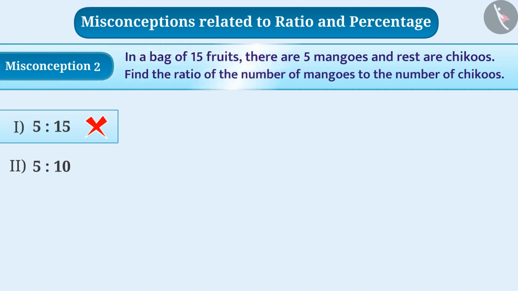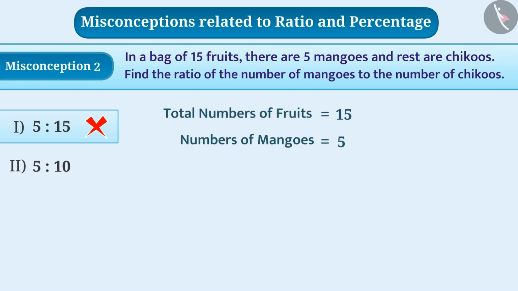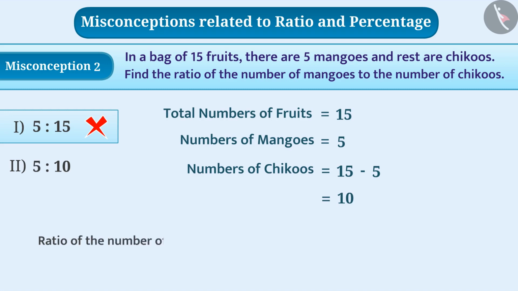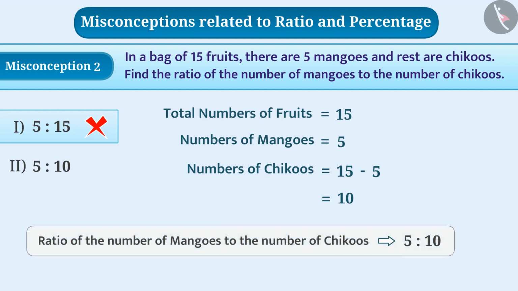We should read questions properly and understand what is given and what is to be found. Only then will we be able to answer correctly. Here 15 is the total number of fruits, from which 5 are mangoes. We can say that in the bag the number of chikus is 15 minus 5 is equal to 10. In this way, the ratio of the number of mangoes to the number of chikus is 5:10. Therefore, option 2 is the right answer.